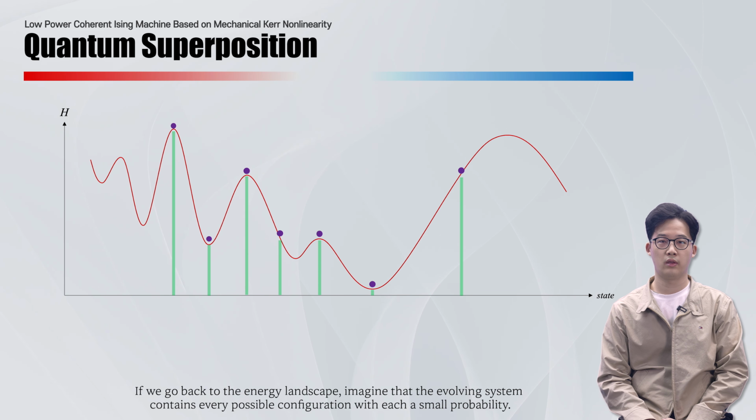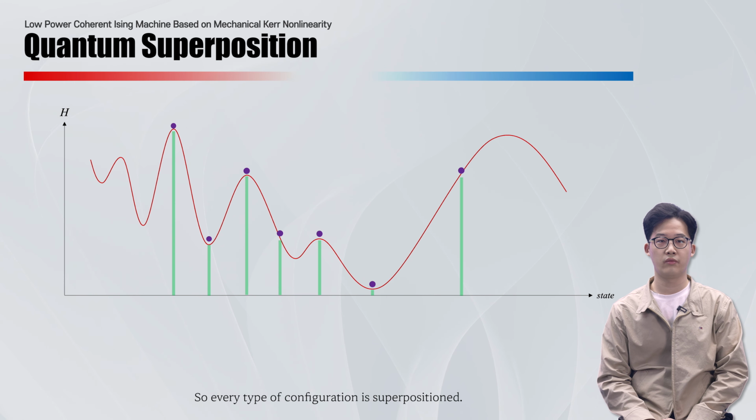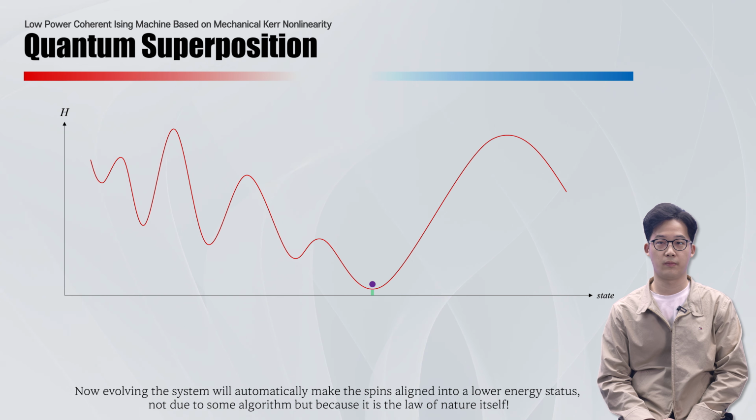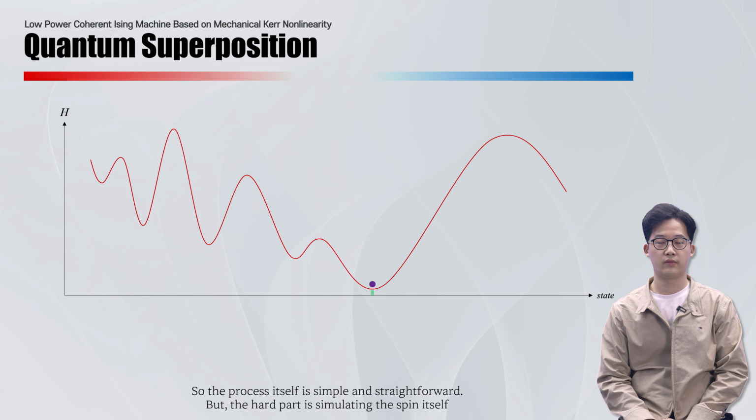So if we go back to the energy landscape, imagine that the evolving system contains every possible configuration, each with a small probability. So every type of configuration is superpositioned. Now, evolving the system will automatically make the spins align into a lower energy status, not due to some algorithm, but because it is the law of nature itself. So the process itself is simple and straightforward, but the hard part is simulating the spin itself.